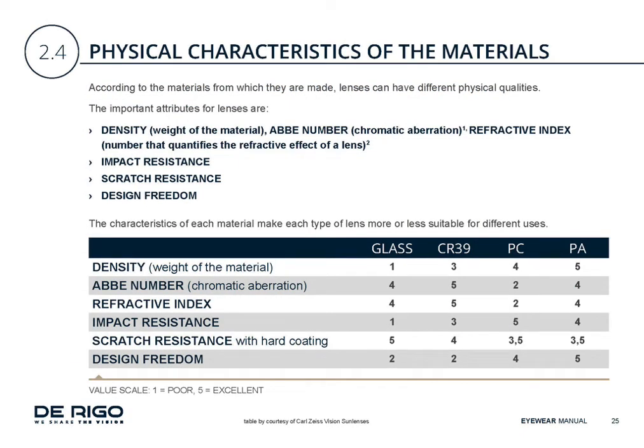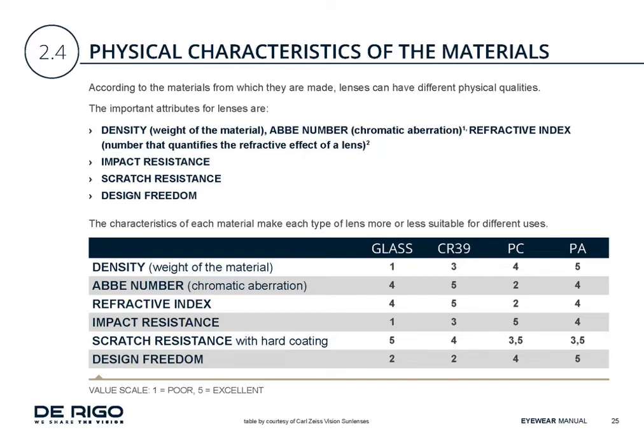Physical characteristics of the materials. According to the materials from which they are made, lenses can have different physical qualities. The important attributes for lenses are density, the weight of the material; Abbe number, chromatic aberration; refractive index, the number that quantifies the refractive effect of a lens; impact resistance, scratch resistance, and design freedom.